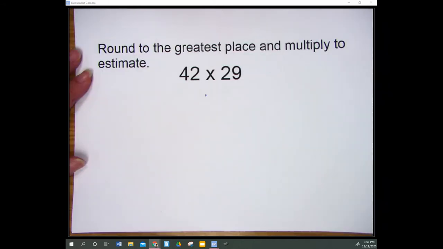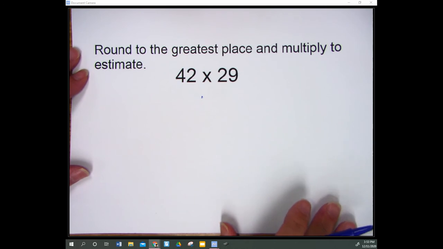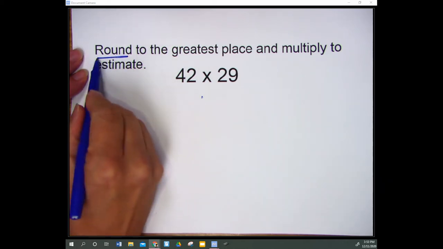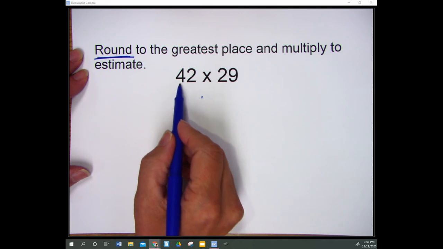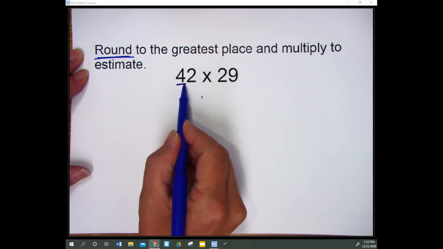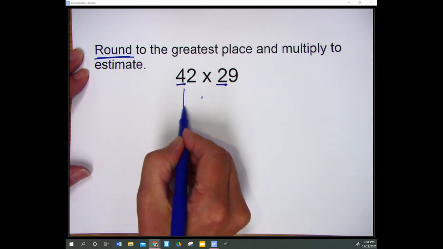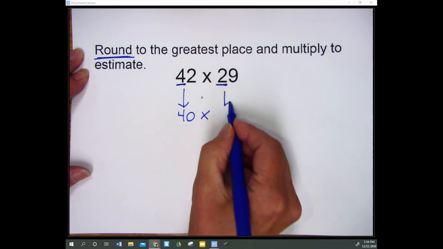Okay, so now that we've got our patterns of multiplication down and we know how to use associative property to do that, we're going to be estimating products. And before we can estimate products, we first need to round our factors. You want to round them to the greatest place value column. So 42, our greatest place value column would be the tens. On 29, also, we're rounding to the nearest 10. All right, so 42 rounded to the nearest 10 would be 40. 29 rounded to the nearest 10 would be 30.